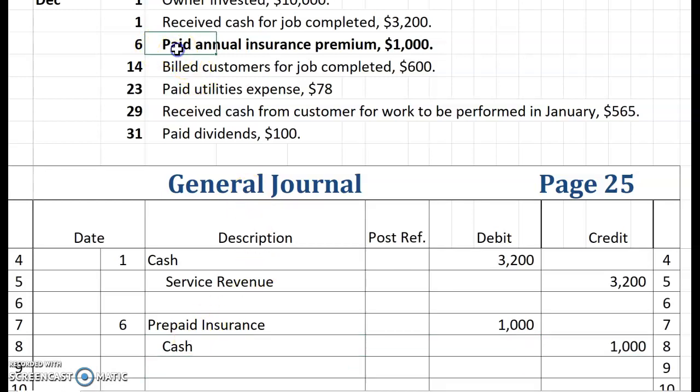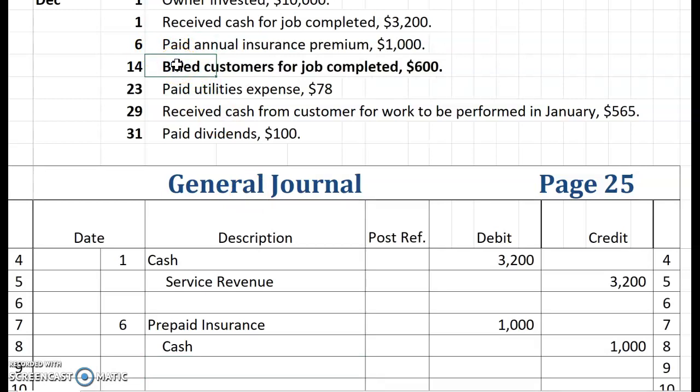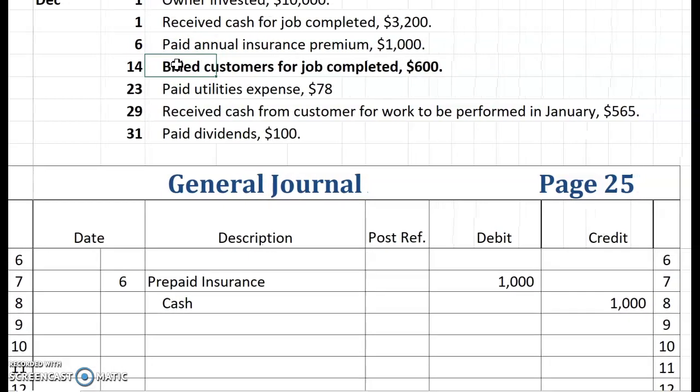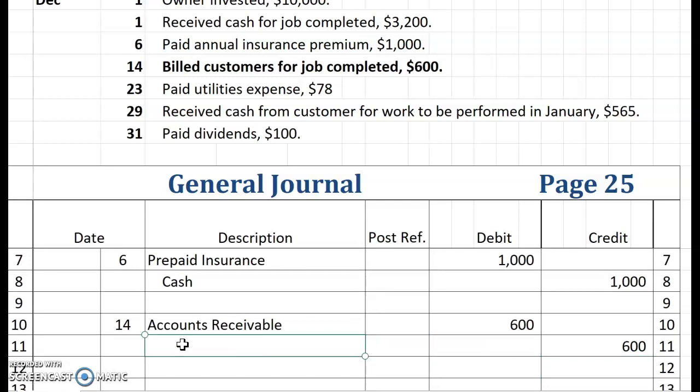Next one, we billed customers for jobs completed. So again, we've done work. We've got service revenue here. But we're not getting the cash, we're billing them. That means our customer owes us. So our debit is going to be accounts receivable. And our credit will be to service revenue.